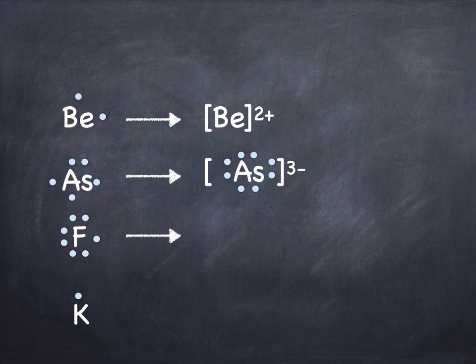So, given that, can you draw a dot structure for the fluoride ion? What happens when fluorine gains 1 electron? Why don't you take a second, pause the video, and jot that dot structure down.